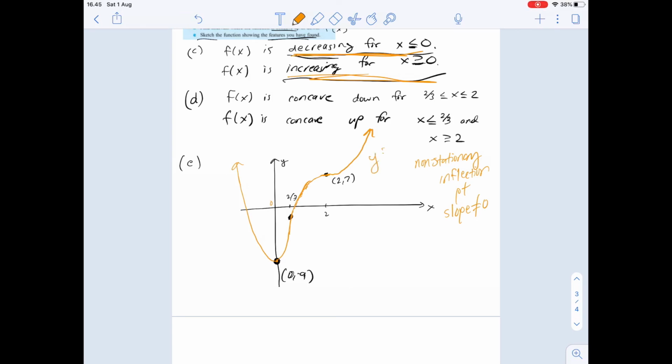And there you have a rough sketch of y equals f of x. It's important to use your key points. If you use your key points, then you should have a sketch that looks very similar to this. Obviously, it can't be exact, but very similar to this.